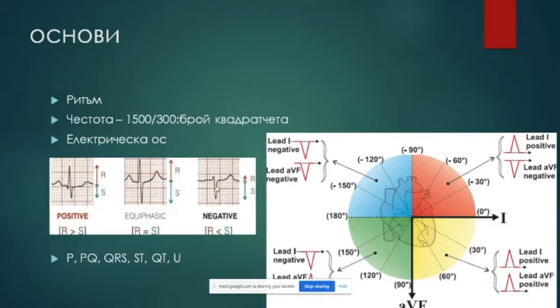So we are using limb leads. When it's mainly positive, it goes in the direction of the lead. When it's mainly negative, it goes away from the lead. And when it's biphasic, it's perpendicular to that lead. Those two examples are mainly used for defining the axis, because when you have several positive leads, you have to find the most equiphasic or biphasic lead so that you can define the axis to that quadrant. I'm going to show you that in the next example.